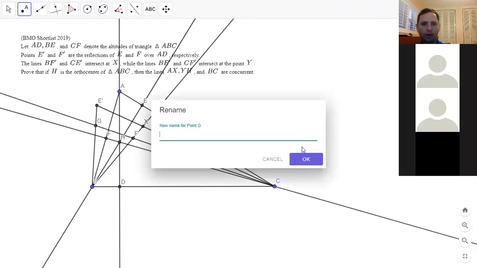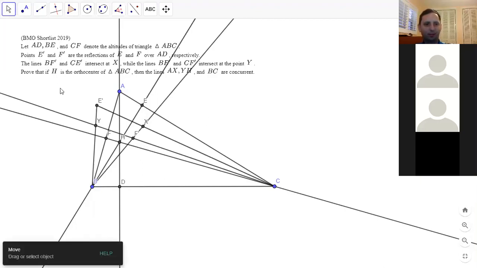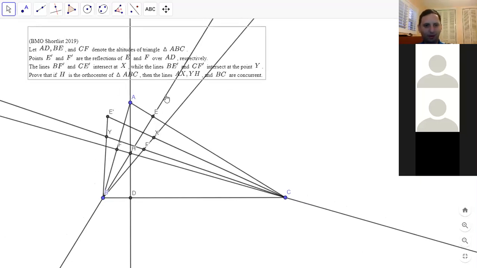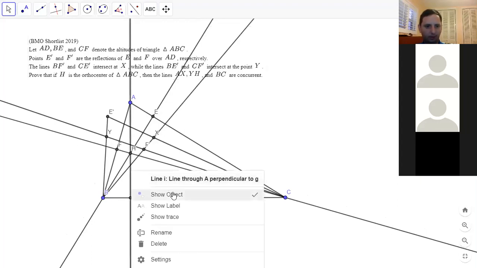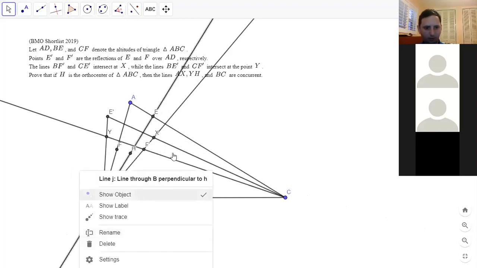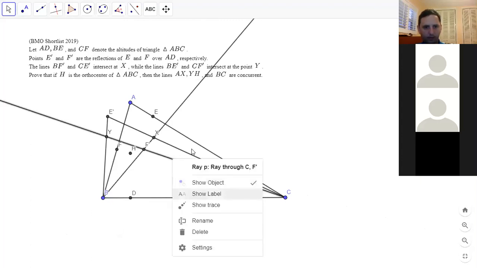And we want to show AX and HY concur on BC. This almost looks like Pascal's theorem or something. So, all right, I'm going to hide a bunch of stuff. We don't need to see the whole line here. And I'm going to want to draw CY and BX.